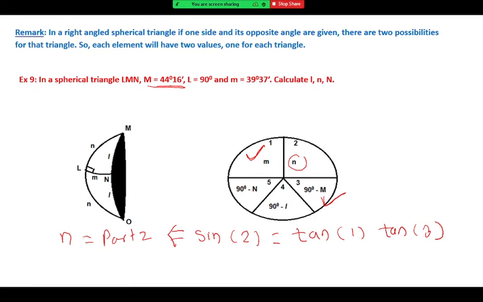You should be more careful now because this part 2 has two answers. There are two answers for part 2, so you should keep that in mind, whereas 1 and 3 have only one angle there. So which rule will you use? Tell me.